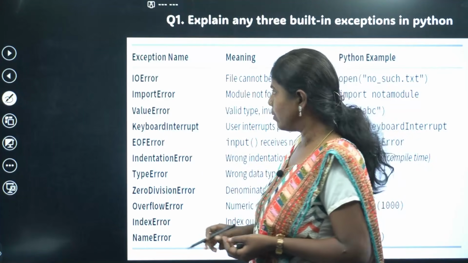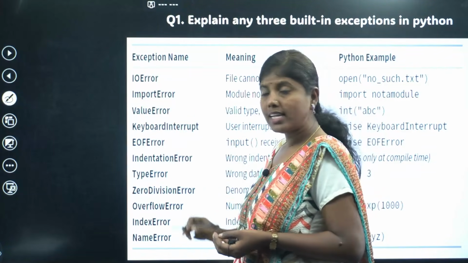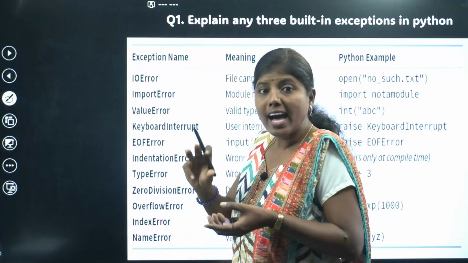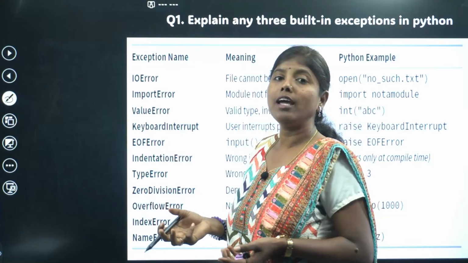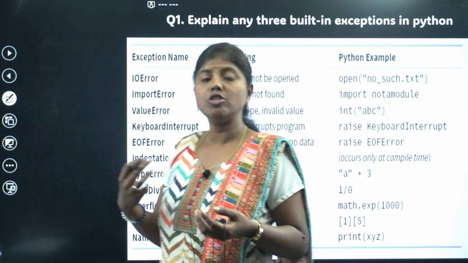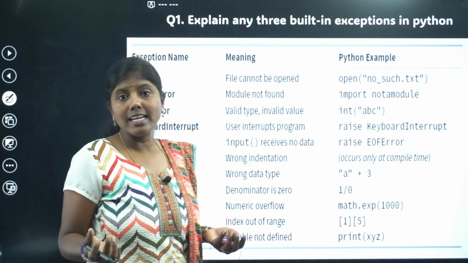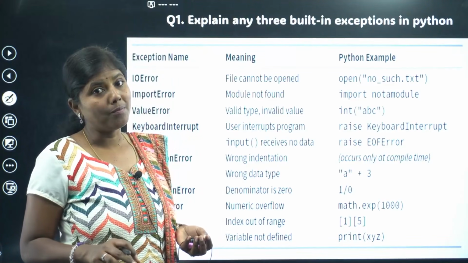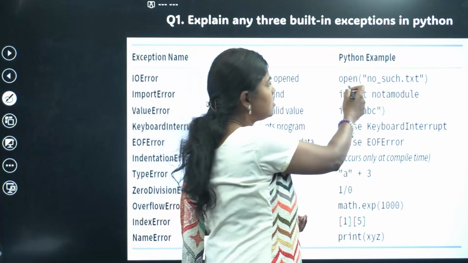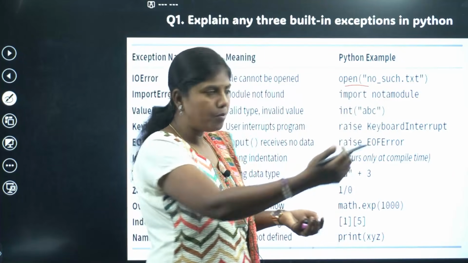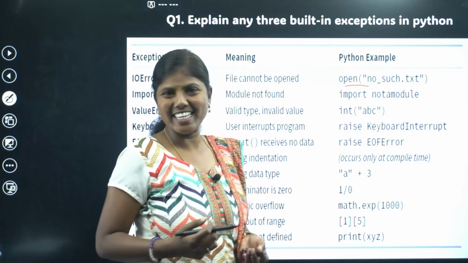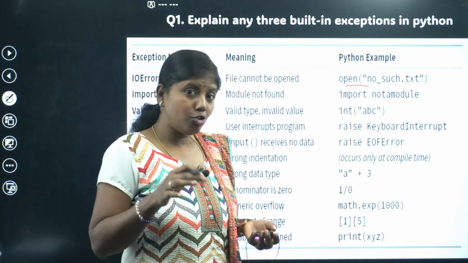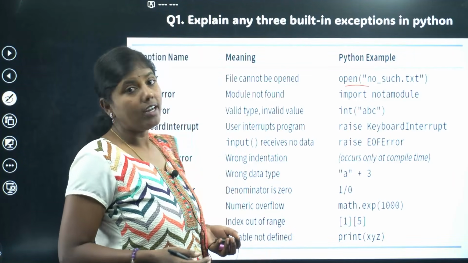We'll take them one by one. IO error means a file cannot be opened. IO, input output error. You're trying to open a file which does not exist, so definitely it has to give an error. That's called an IO error. Example, you can see here there is a function called open. You're trying to open a file called nosuch.txt. There's no such file, so definitely it will give an IO error.